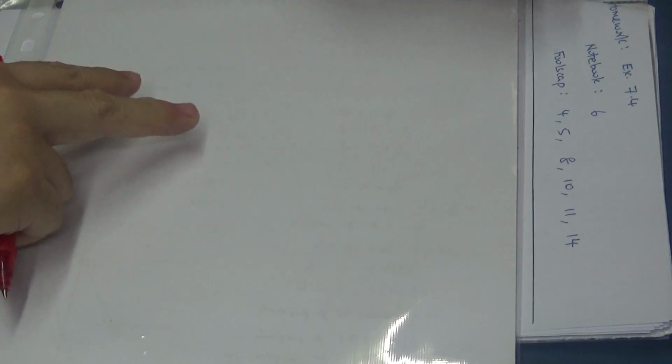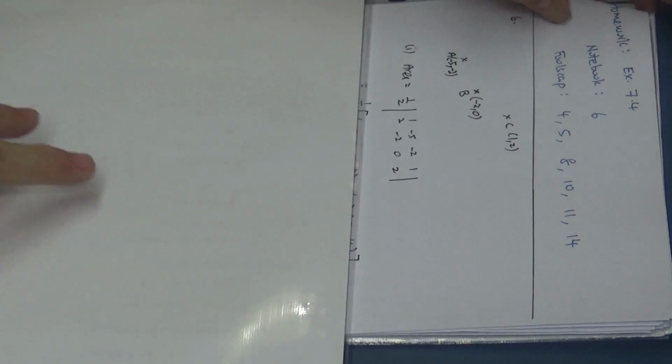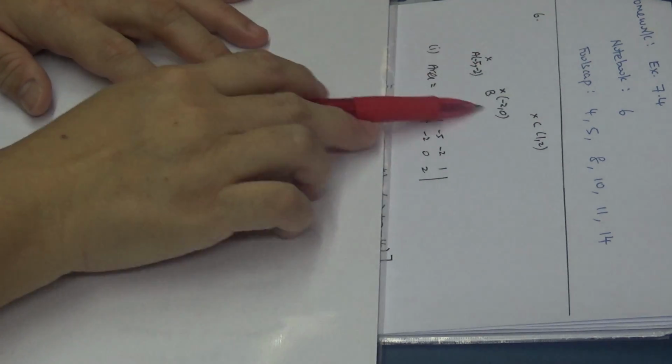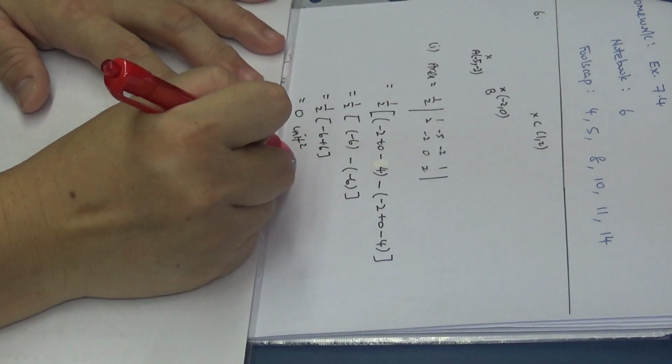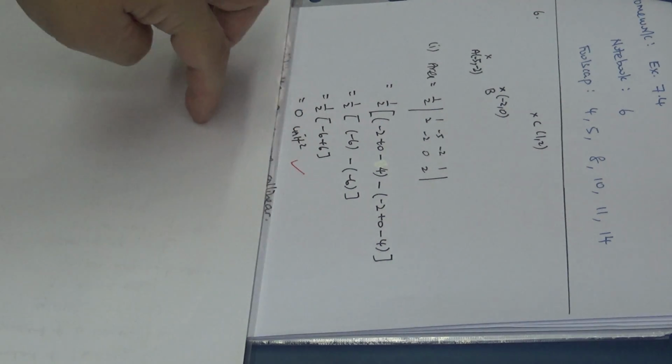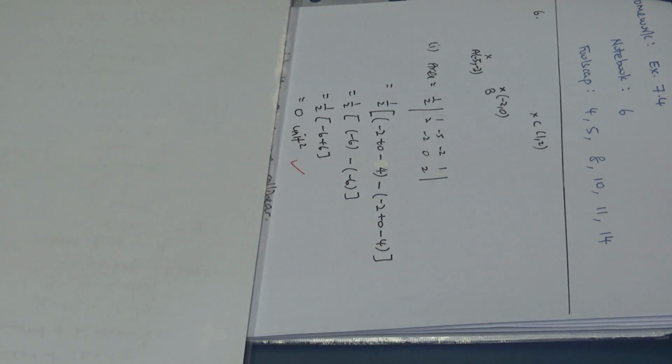Now let's look at notebook question number 6 first. Question 6 says, find the area of the figure bounded by the points A, B, and C. What can you say about the points A, B, and C? Now, you roughly sketch the 3 points out and you apply the area formula. You will realize that the area is actually 0.